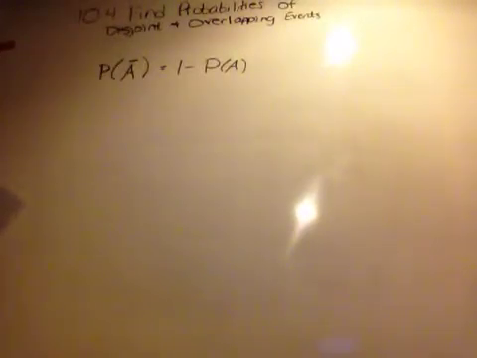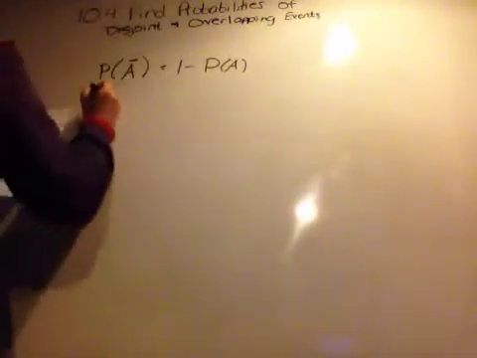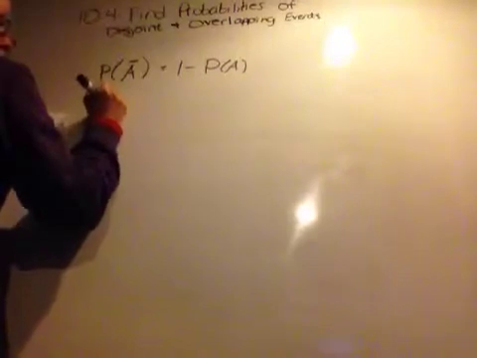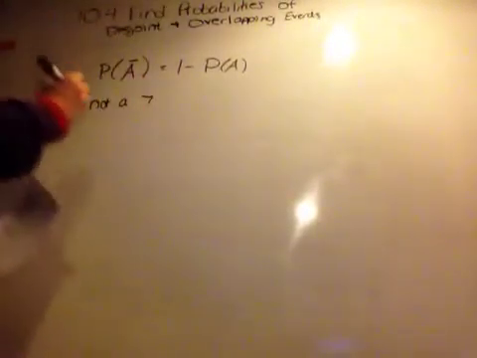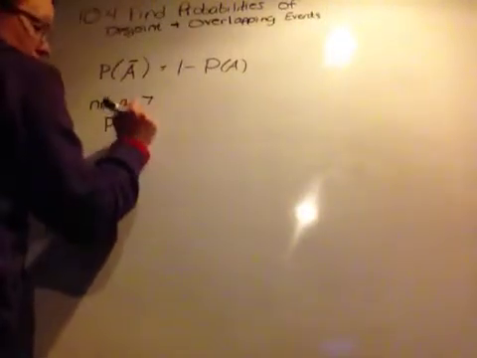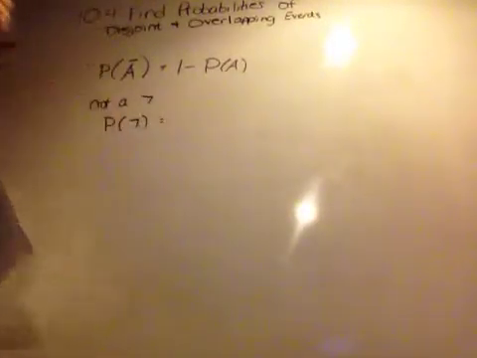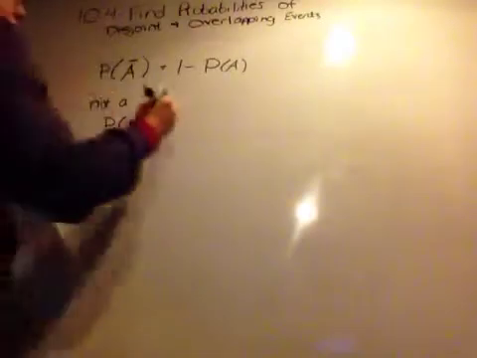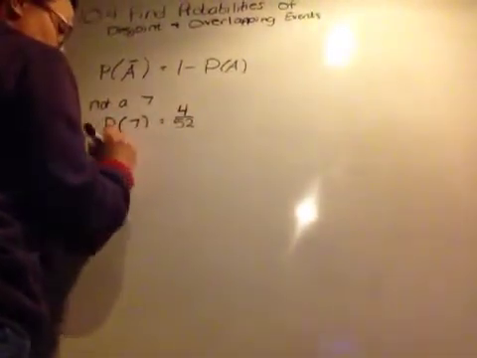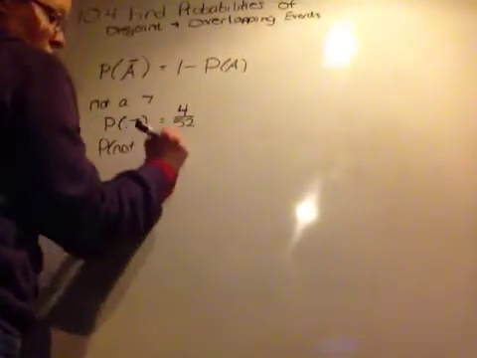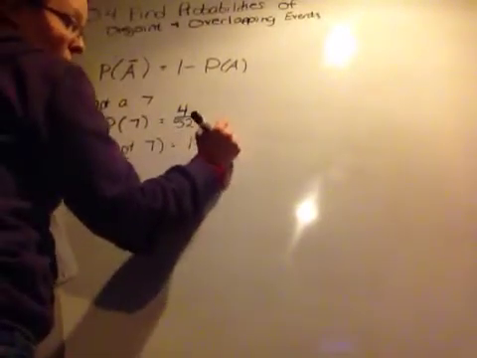So a card is drawn from a standard deck of 52 cards. We want to find the probability of each event. So the card is not a 7. First thing we're going to do is find the probability that it is a 7. In a deck of cards, there are going to be 4 7s out of 52 cards. So the probability that it's not 7 is 1 minus the probability that it's a 7.